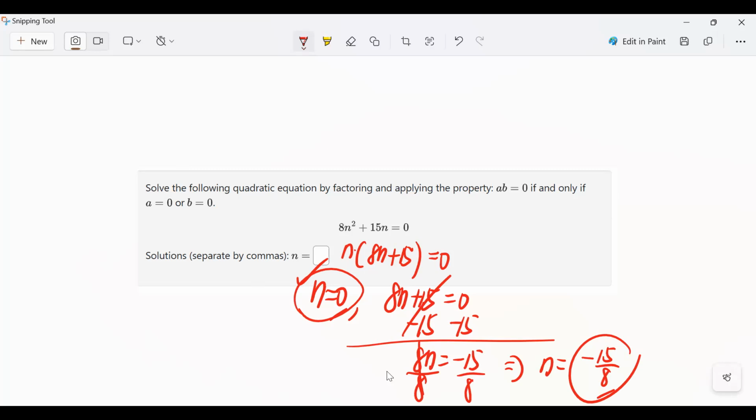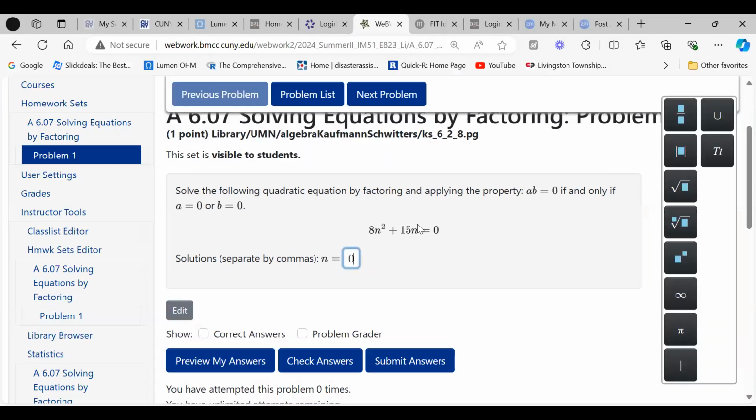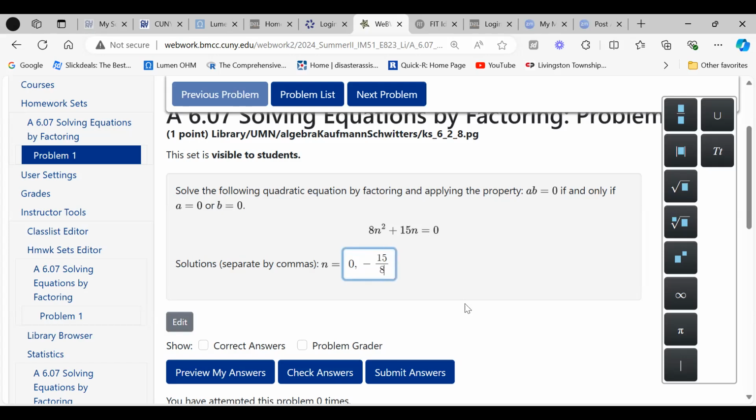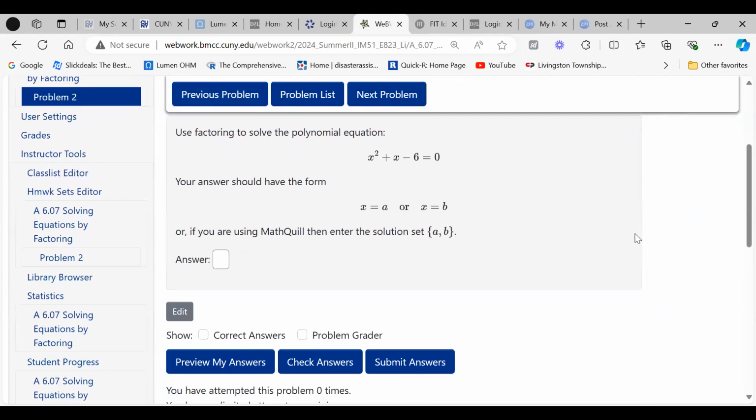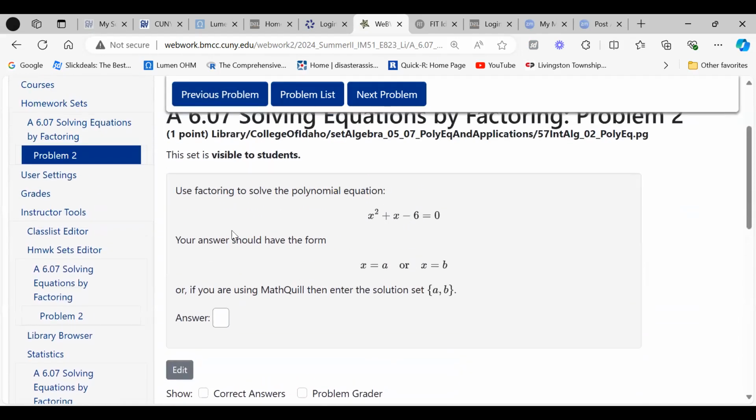Any question? Send me the answers. Correct. And now let's enter the solution. The answer should have the fit. Okay, so let's try this one. This is a trinomial here, a quadratic equation. Factor first, and then solve for x.